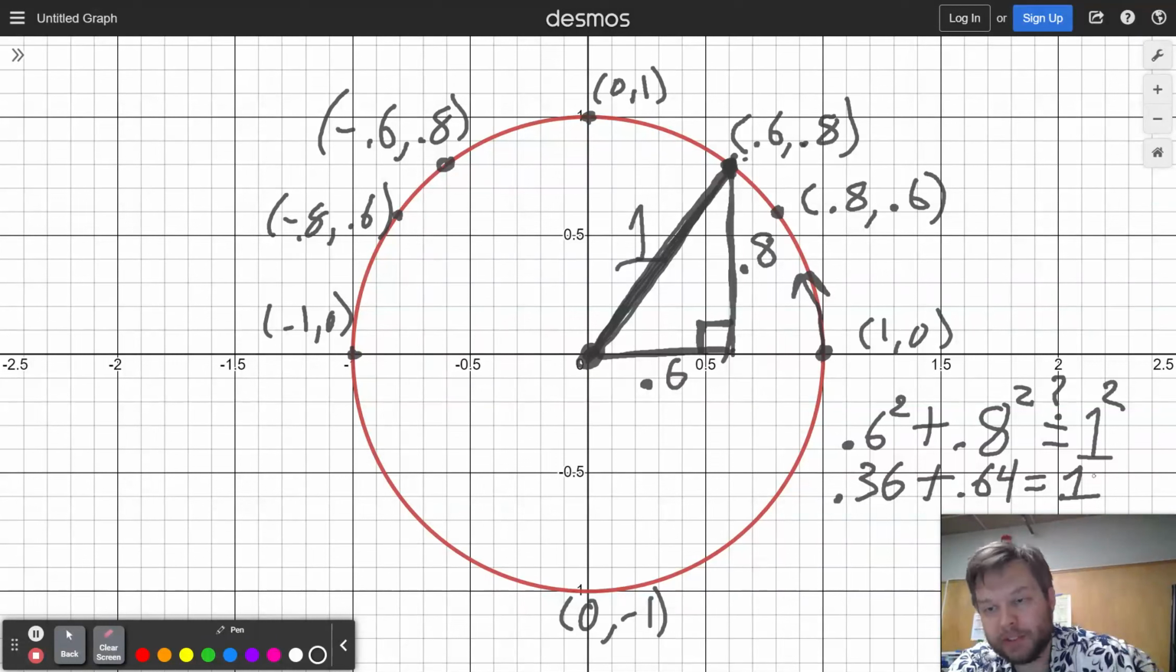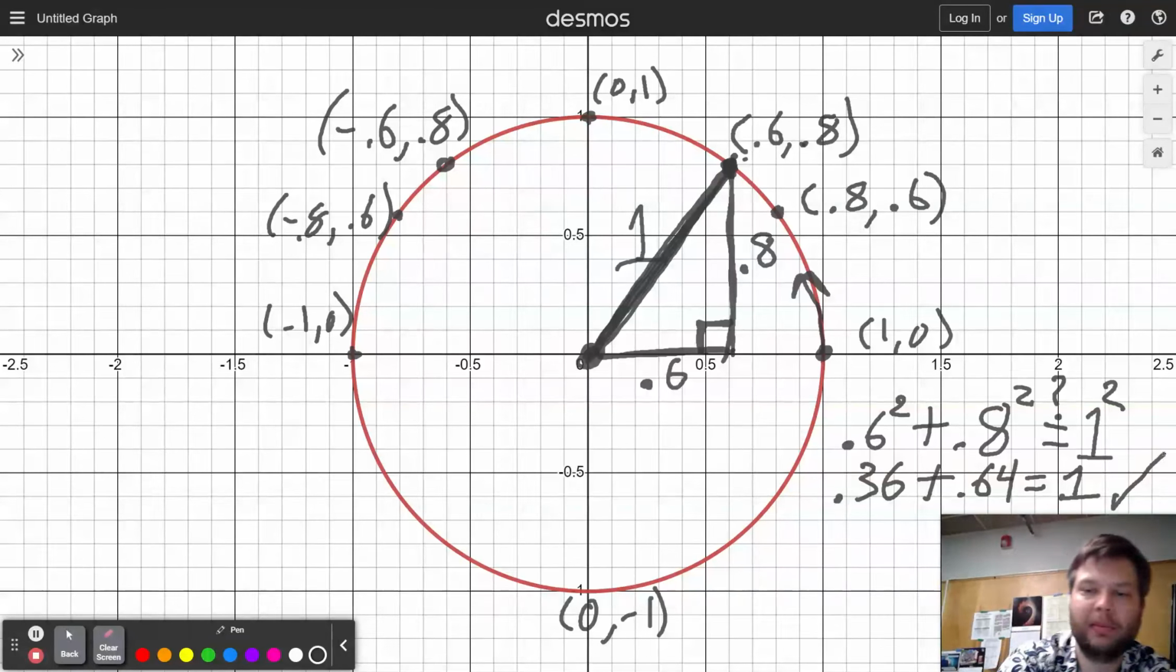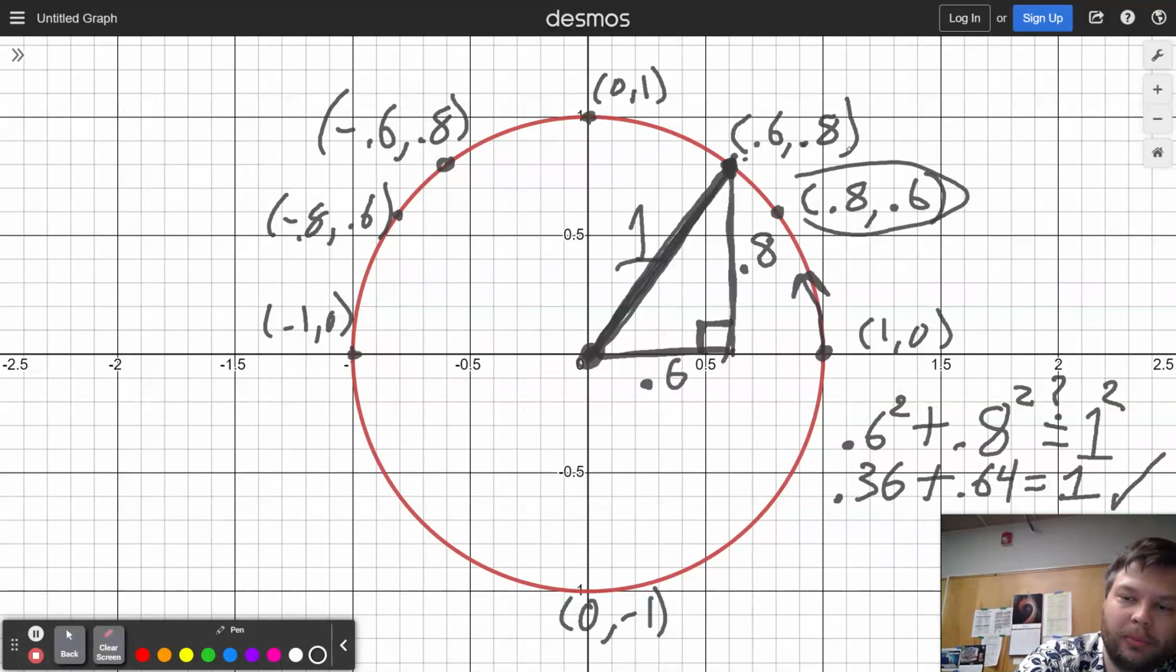So 0.36 plus 0.64 makes 1. And so I know that this really is a point on the unit circle. I could do the same exact thing for 0.8 comma 0.6, and you would just have the same calculation that I wrote down there. And this explains one of the problems.